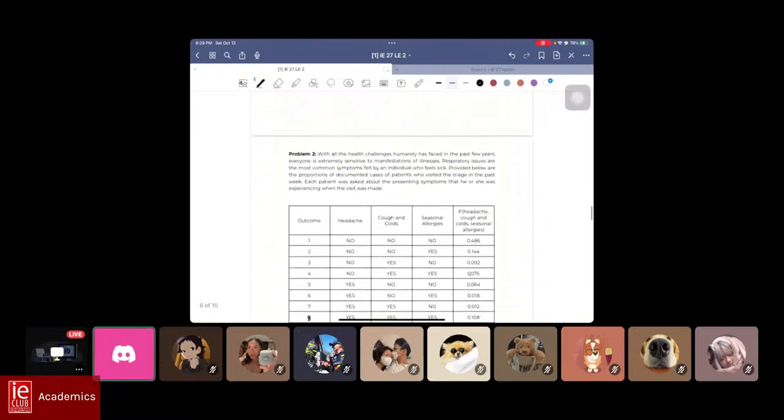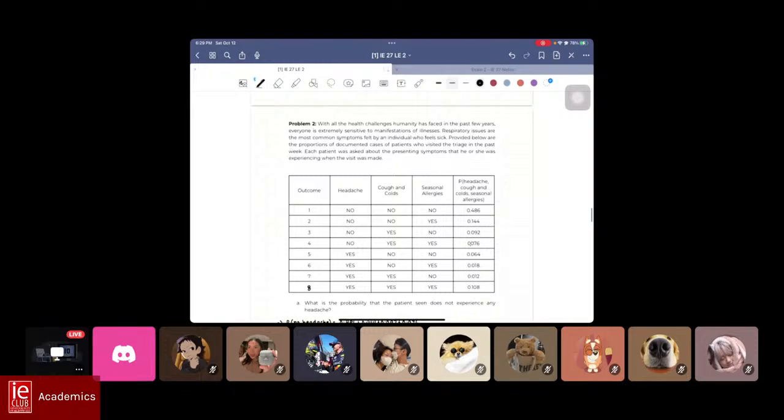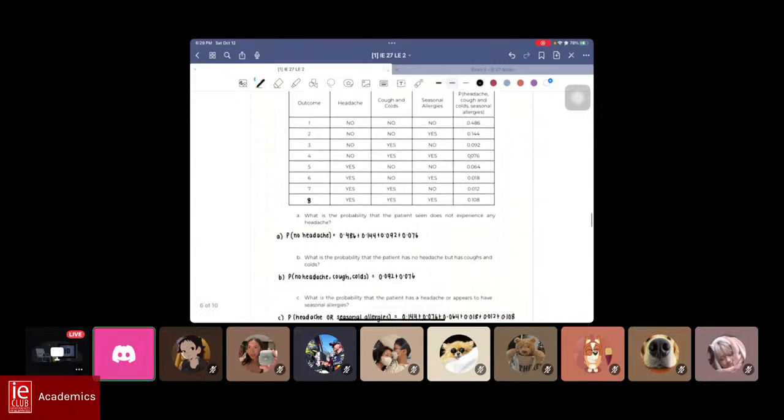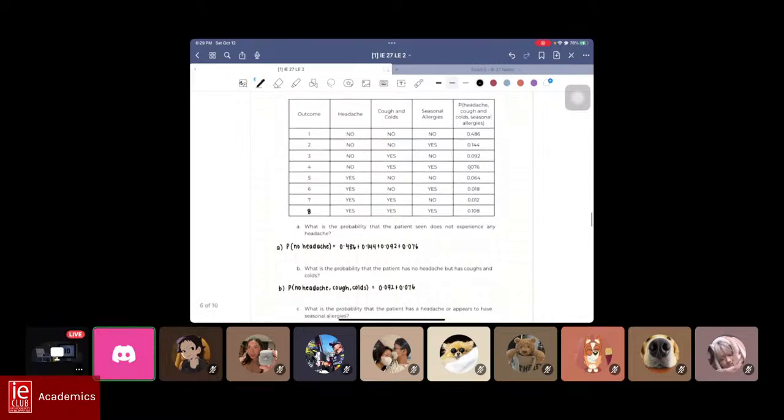Okay. Now moving on with problem 2. So for problem 2, you're given a table with the probabilities given if you have or don't have headaches, cough and colds, and seasonal allergies. So for the first question, it says, what's the probability that the patient seen does not experience any headache?